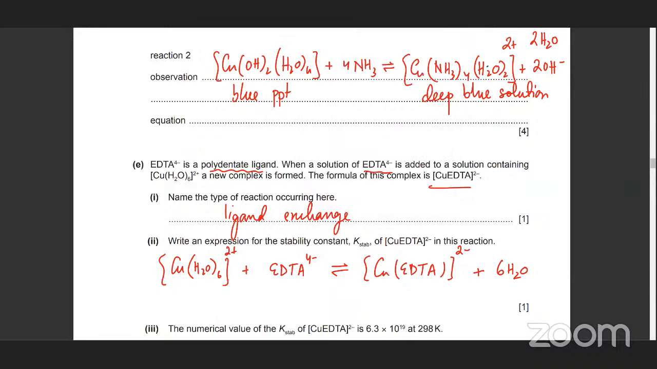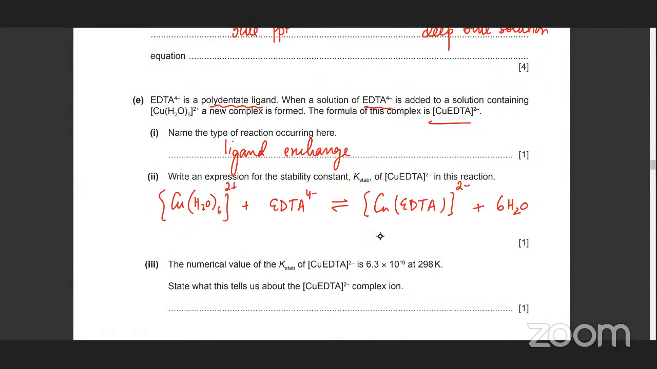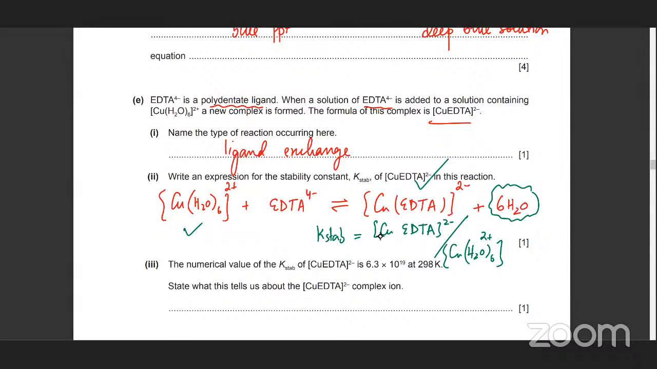Now, K stability is just the equilibrium constant for this. It's products over reactants. Remember, in an aqueous solution, you don't write water in the expression because water is in excess and its concentration would be a constant. So it's going to be products, which is Cu EDTA 2 minus, divided by the reactants, and the reactants are Cu(H2O)6 2 plus, its concentration, and EDTA 4 minus concentration. So products over reactants. That's your expression. Okay, is this clear?